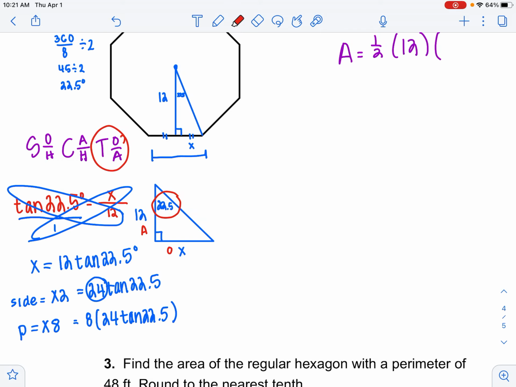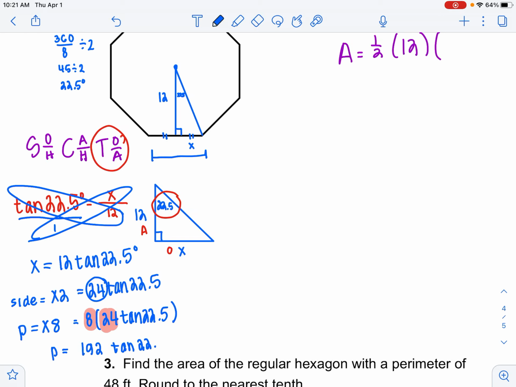Or I think it's a little easier to do 8 times 24 and say what that is. All right, so I'll just do that on my calculator off to the side. 8 times 24 is 3024. So this is the perimeter is 3024, tangent of 22.5. That's not right. 8 times 24 is not 3024. It's 192. Very wrong. Okay.